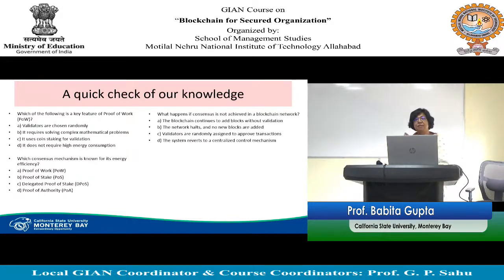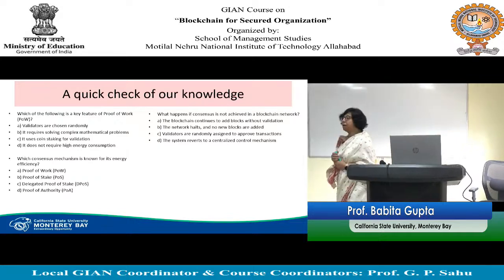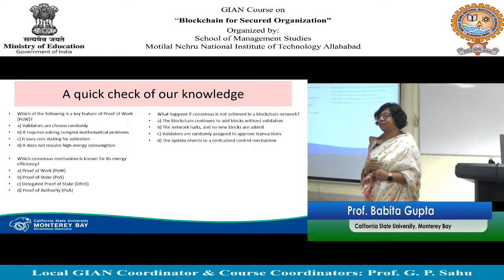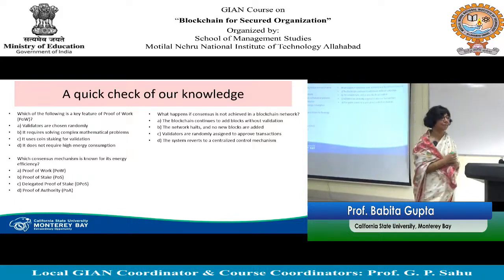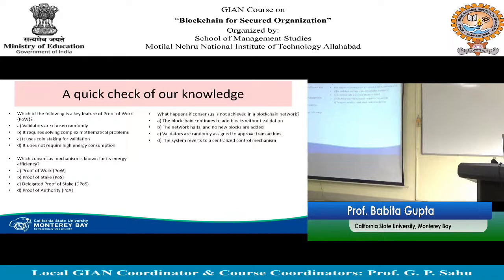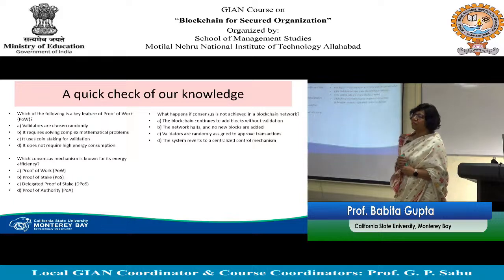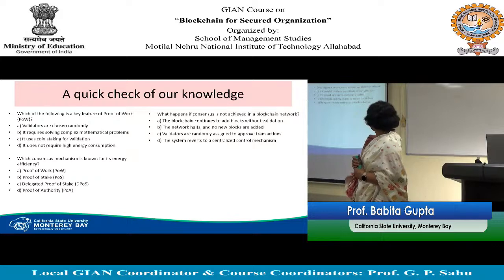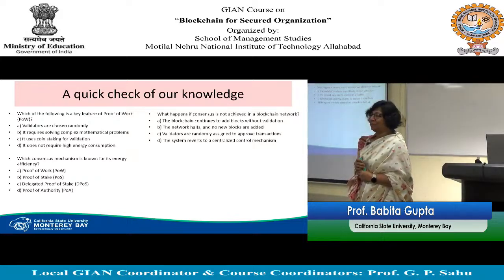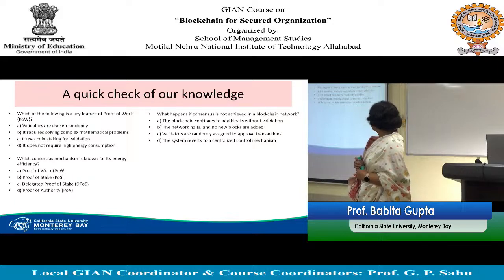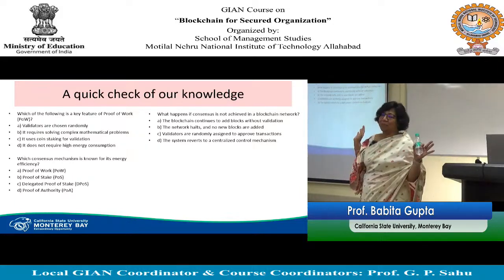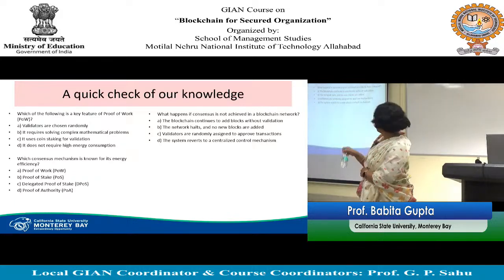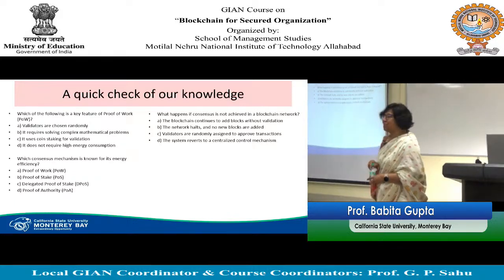What happens if the consensus is not achieved in a blockchain network? Does the blockchain continue to add? Nope. Are validators then randomly assigned to approve the blocks? Nope. The system reverts to centralized control? It says, I can't work anymore. So the correct answer is B, the network halts and no new blocks are added.